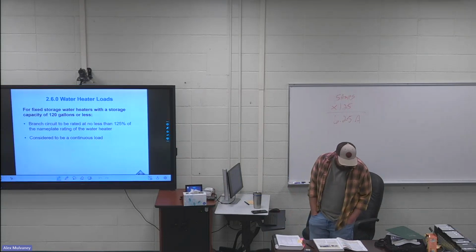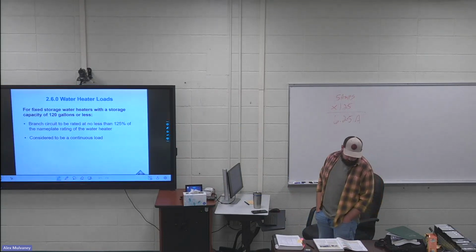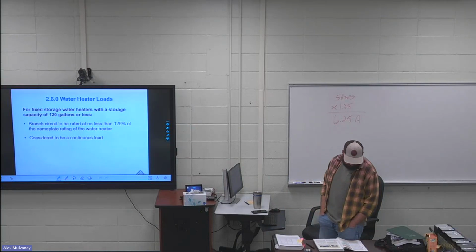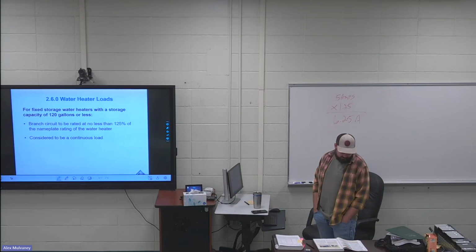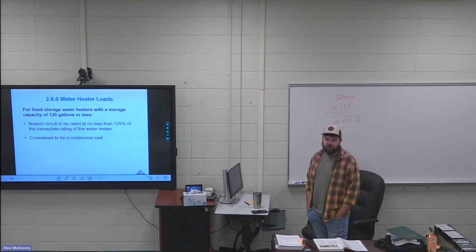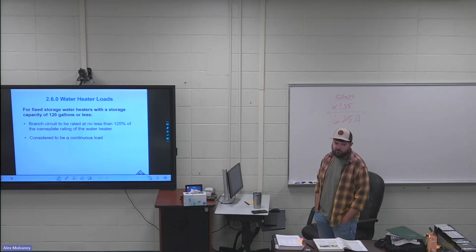260. Water heaters. First paragraph for water heaters is highlighted. As specified, NEC section 422.13, fixed storage water heaters having a storage capacity of 120 gallons or less shall have a branch circuit rating of not less than 125% of the nameplate rating of the water heater because it's considered a continuous load. All water heaters are considered, actually that's not true. Storage type water heaters are considered a continuous load. So what is a non-storage type water heater?